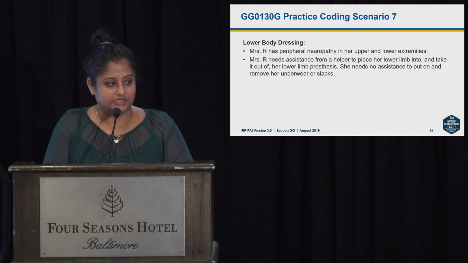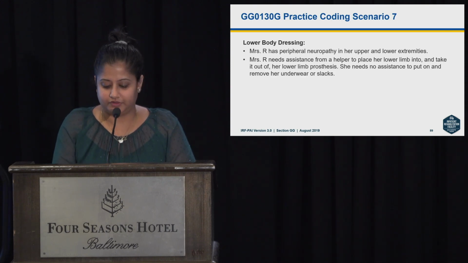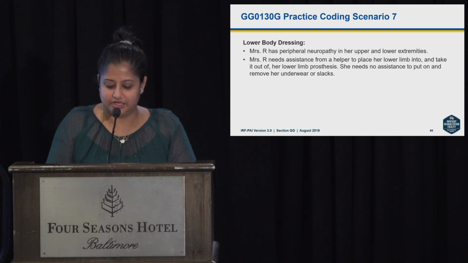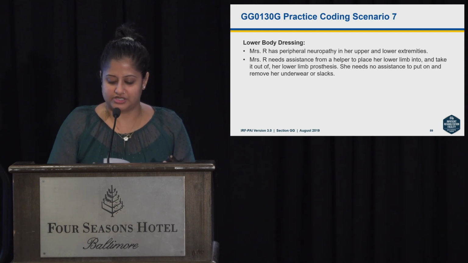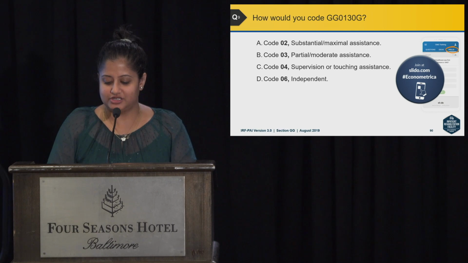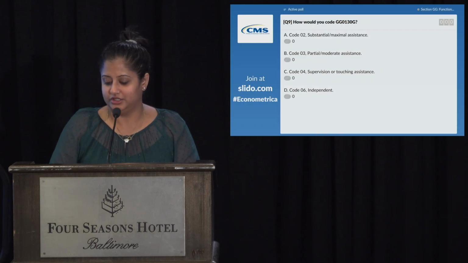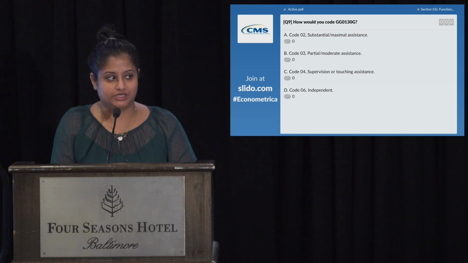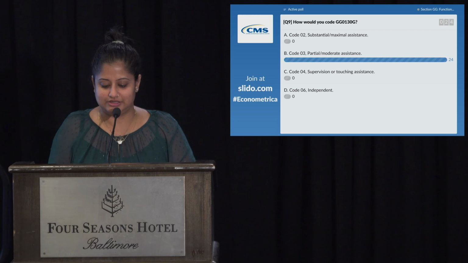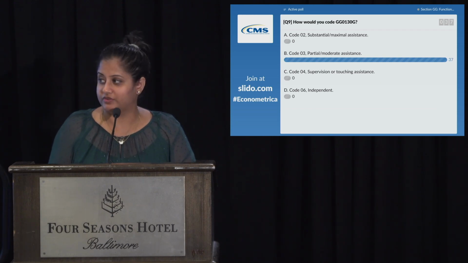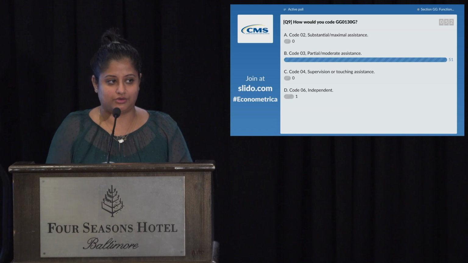So here's a practice coding scenario for GG0130G. Mrs. R has peripheral neuropathy in her upper and lower extremities. She needs assistance from a helper to place her lower limb into and take it out of her lower limb prosthesis. She needs no assistance to put on and remove her underwear or slacks. Based on this information, how would you code GG0130G? Your options are A, 02, substantial or maximal assistance, B, 03, partial or moderate assistance, C, 04, supervision or touching assistance, or D, 06, independent.